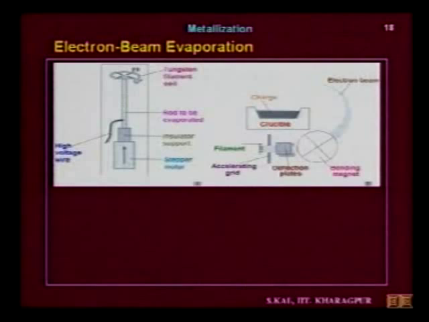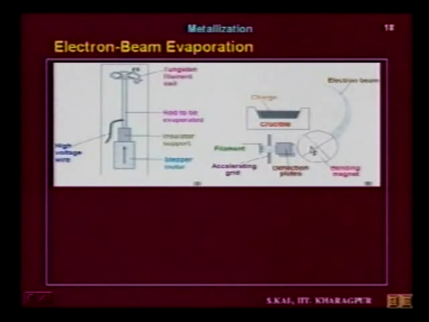After passing through these deflecting plates, the electrons now pass through a magnetic field, and with the action of the magnetic field, the path of the electron beam will change, isn't it? Since the electron is a charged particle, it will interact with the electric field as well as the magnetic field. So the field direction of the magnetic field can be adjusted, or the magnet can be placed in such a place that the electron beam will be deflected around 270 degrees, and that beam will be incident on the crucible and heat it.